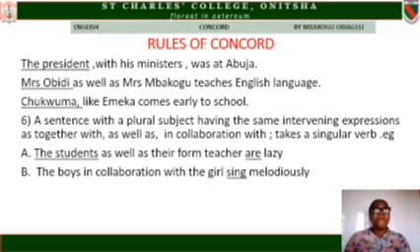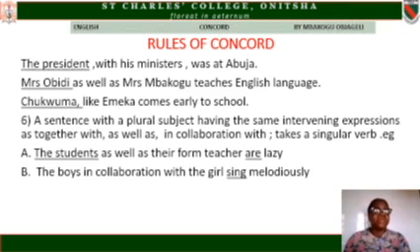Now let's go to the sixth rule. A sentence with a plural subject having the same intervening expressions as together with, as well as, in collaboration with, as I have mentioned in the fifth rule, takes what? It takes a plural verb. Now, look at it. A sentence with a plural subject. The subject is plural, and you have these intervening expressions mentioned in the fifth rule, like together with, as well as, in collaboration with. What it goes with is a plural verb.